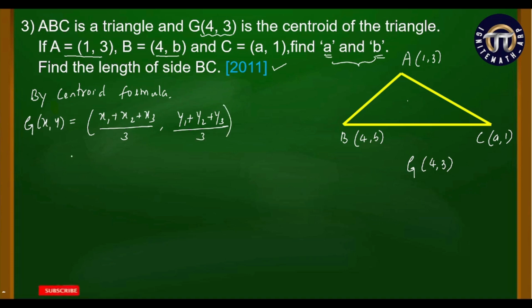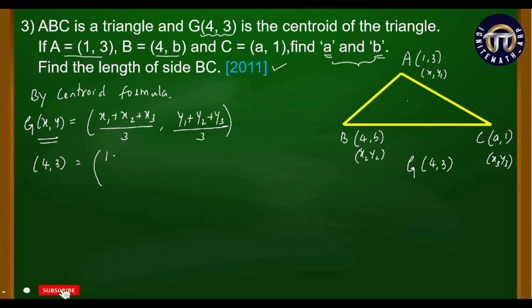Very important and very, very simple formula, children. So here this is known to me, so I can write over here (4, 3) is equal to (x1 plus x2 plus x3 by 3). I can take any of them as x1 y1, x2 y2, and x3 y3, any vertex. Here I'll just take this one as x1 y1, this as x2 y2, and this as x3 y3. So x1 plus x2 plus x3 by 3.